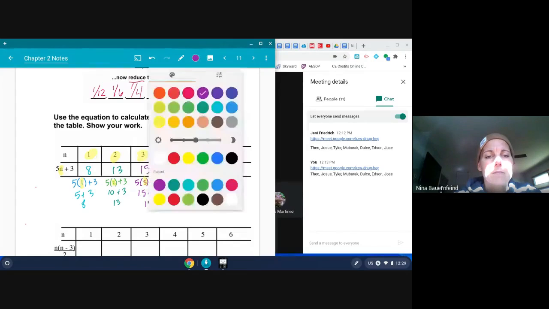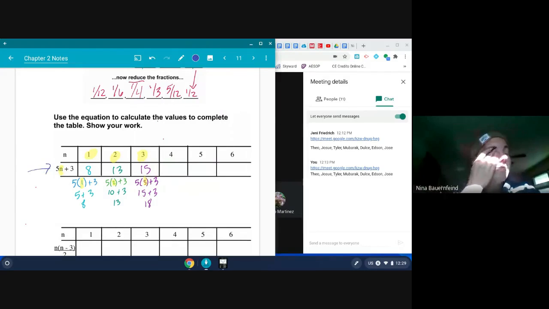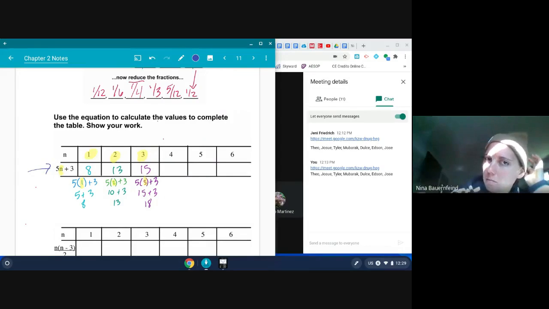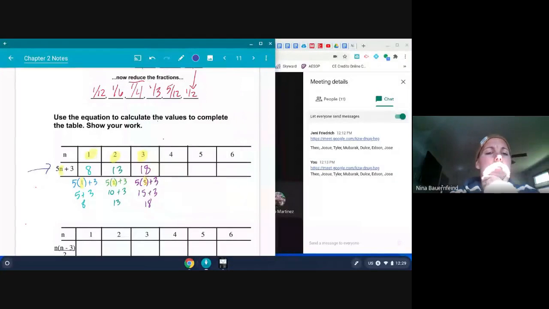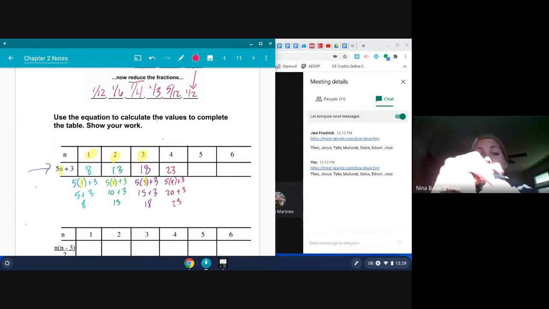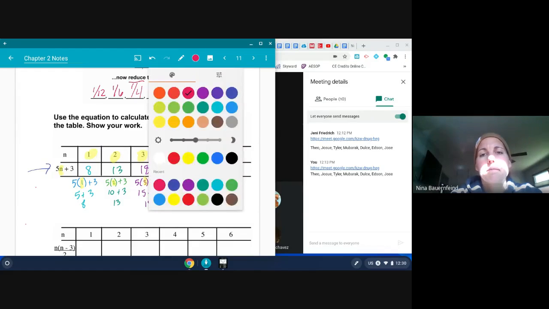Do you guys notice the pattern in there? In this row? Yeah. What's happening? Oh, whoops, I miswrote. Sorry, this should be 18. So then we do 5 times 4 plus 3 is 20. Plus 3 is 23. What you guys might notice is the table is going up 5, up 5, up 5. So we can do 5 times 5 plus 3 is 28. And then plus 5 is 33, like that.